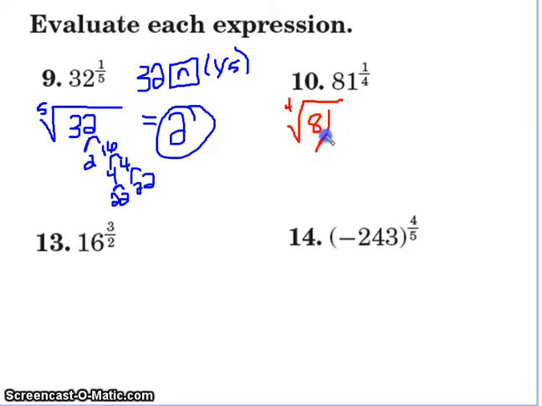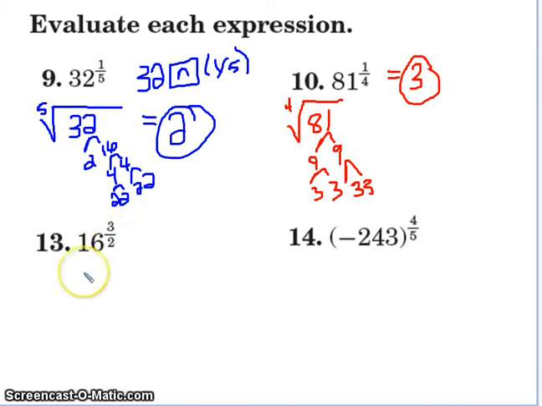If you look at 81 raised to the 1/4, that means we want the 4th root of 81. Most of us should know that 81 splits into 9 times 9, and then that is 3 times 3, and another 3 times 3. That's a really bad 3, sorry. So we do have 4 3's, so our answer is going to be just 3.